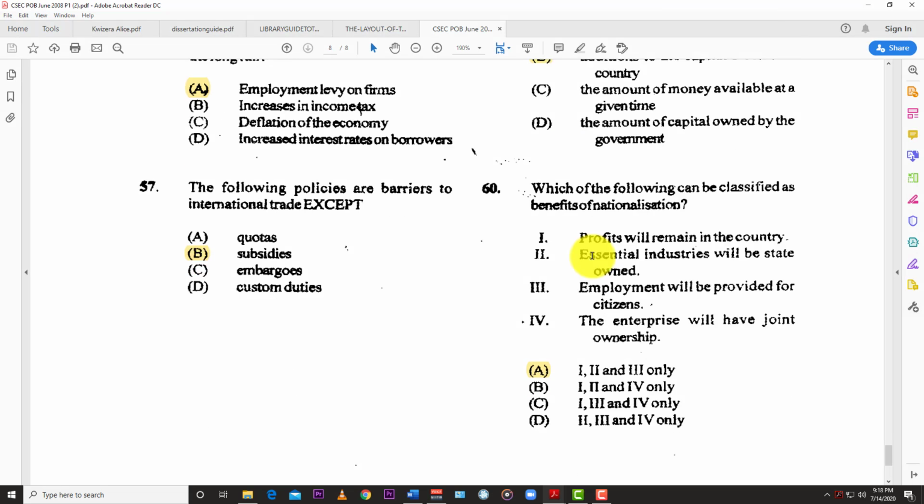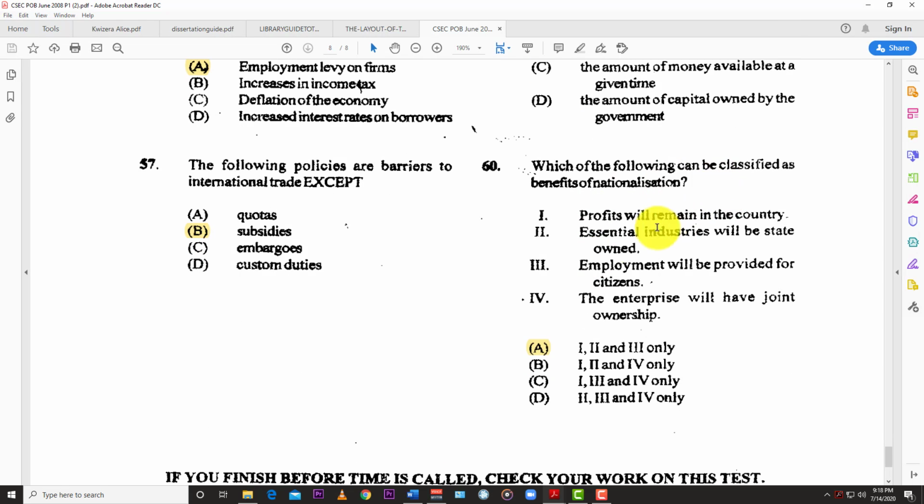Number 60, which of the following can be classified as benefit of nationalization. And so you have some options here. So we have benefits of nationalization options: 1, profit will remain in the country. That's true. 2, essential industries will be state-owned. That's true again. 3, employment will be provided for citizens. That is true. And 4, enterprise will have joint ownership. That's not exactly the whole thing. And so the best answer here is A, which is 1, 2, and 3.